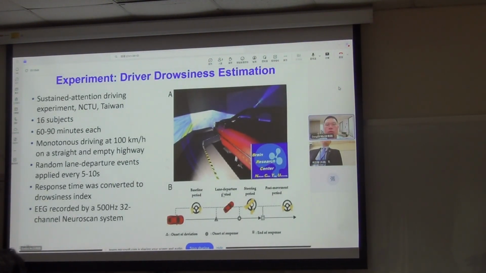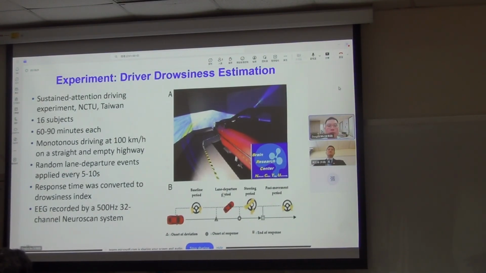So we also tested the performance of this simple approach in an experiment on driver response time estimation. This dataset was also from CT school. It is a sustained attention driving experiment, which includes 16 subjects, each performing 60 to 90 minutes of driving. It's autonomous driving at 100 kilometers per hour on an empty highway. We had random lane departure events every 5 to 10 seconds.